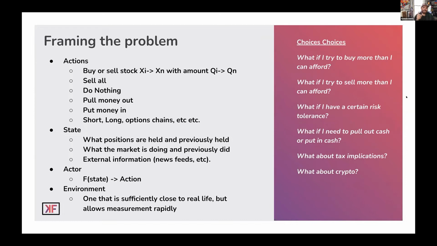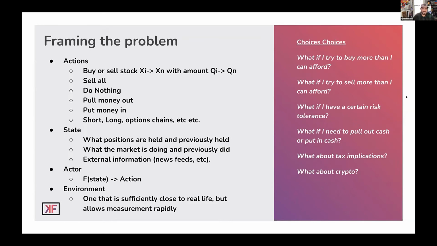And then I'd like to call attention to some of these choices. There are lots and lots of choices. What if my model tries to do something that's not possible? It tries to buy more than I can afford. What if I try to sell more than I can afford? I try to liquidate assets that I just don't have. What if I have a certain risk tolerance? What if I don't want to just go for profit? What if I actually want to go for consistent profit? What if I need to put in cash and pull out cash? And how do I actually tell the model, I need you to be this liquid? And what are we going to do about that?